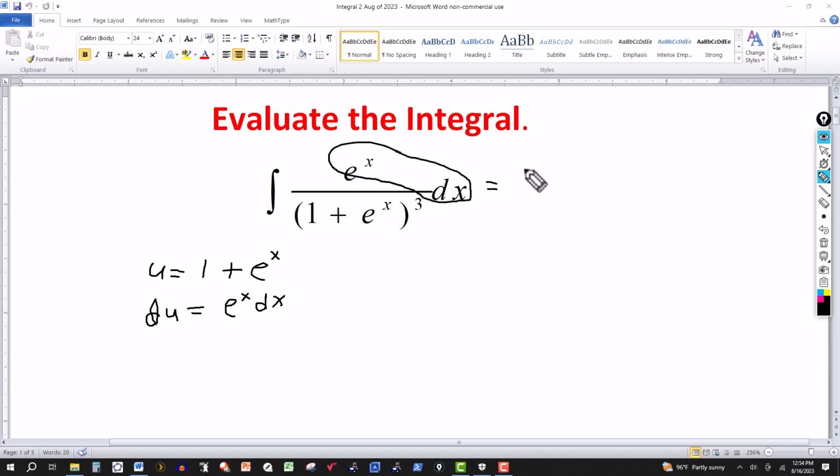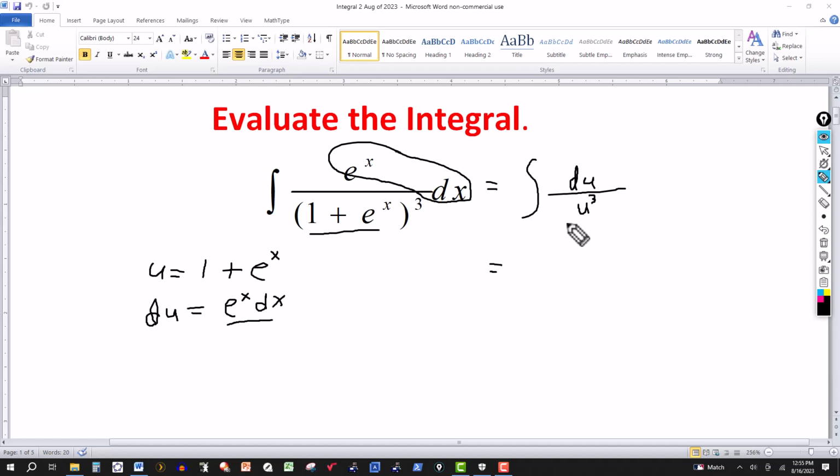So I can rewrite this as your integral, and e to the x dx, I replace it by du. Now I could solve for dx, and it'll be du over e to the x, and then substitute in there, but it gives me the same thing. So I'm just going to say I'm replacing the product e to the x dx by du. And that's going to be over this expression, but 1 plus e to the x, that's my u. And that's taken to the third power. Now we're ready to integrate.